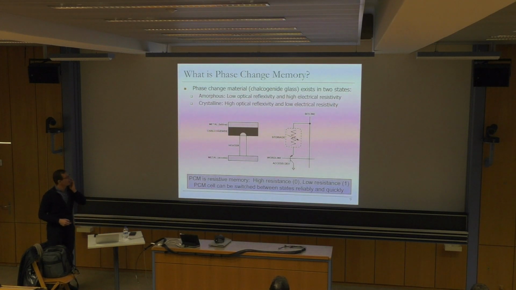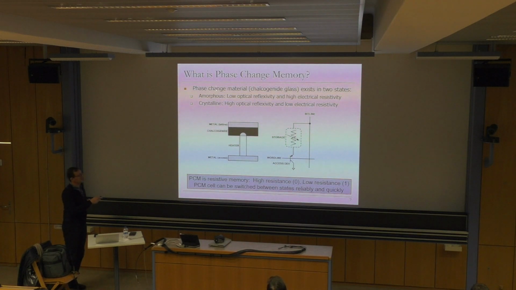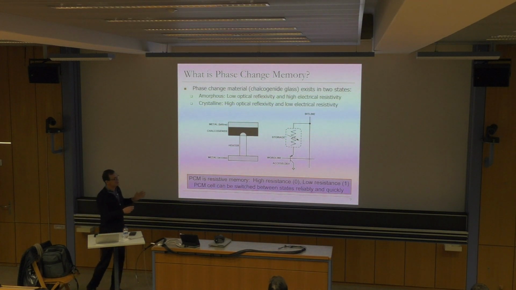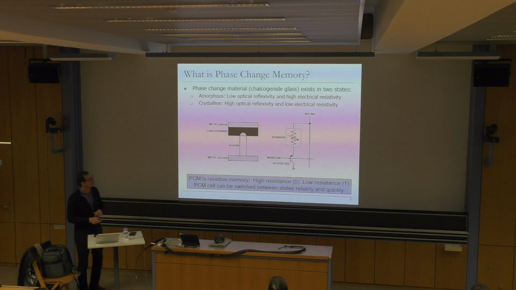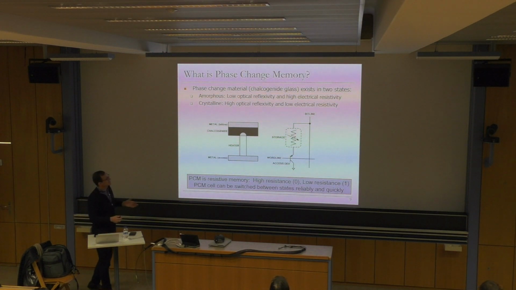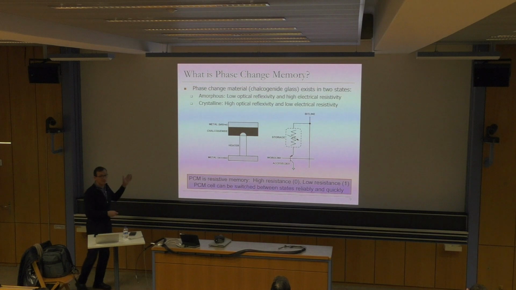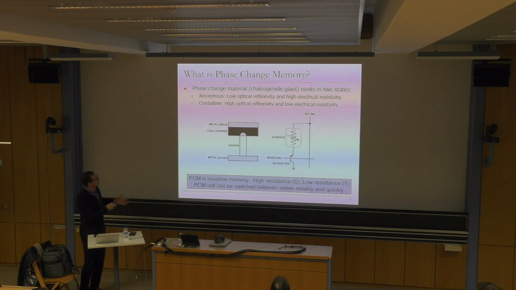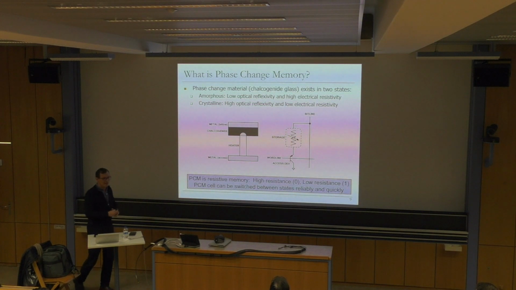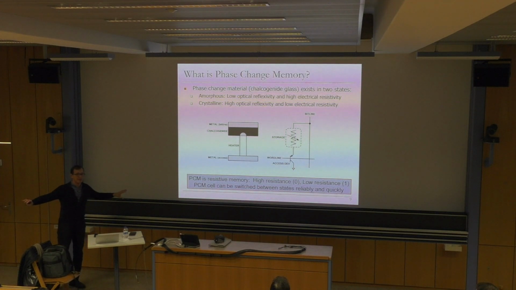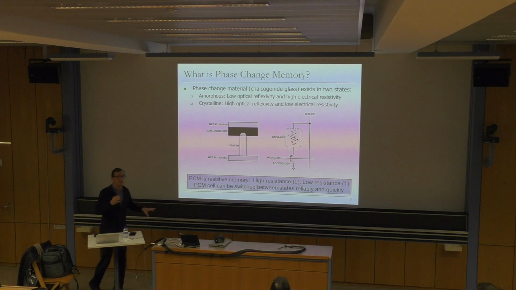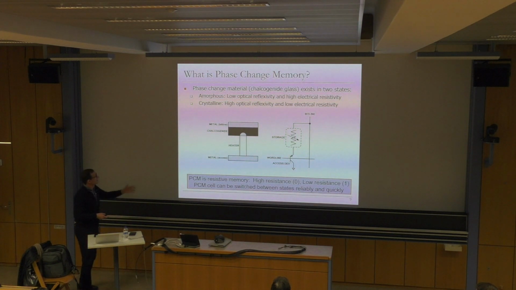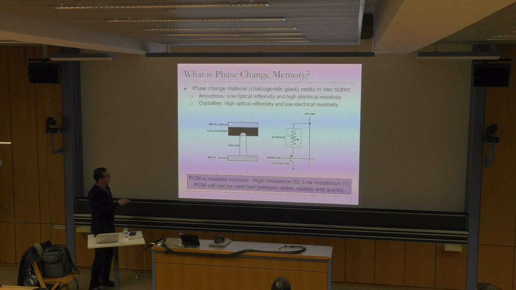Okay, so what is phase change memory? Essentially, you have some sort of phase change material, and one example of this is some sort of chalcogenide glass, that exists in two states. One state is amorphous, the other state is crystalline. And as I already said, these two states have opposite reflectivities and opposite resistivities. And there's a huge range in the reflectivity and resistivity, and that enables reliable identification of the different states. So you can see one example of this device.